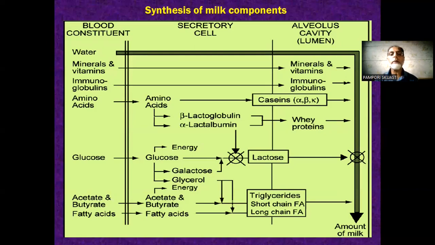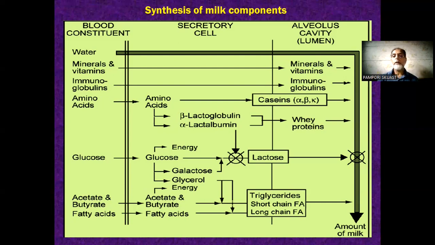If we summarize the things over here, you find on one side blood constituents coming in from the plasma, then the secretory cell, that's the epithelial cell of the mammary gland, and then the alveolus, the cavity of the lumen, where the milk is being produced, or stored and then taken out. So here you will find that water comes directly into the milk, passes through the cell membrane or through those tight junctions. This intracellular transport will be there. Intercellular transport will be there.